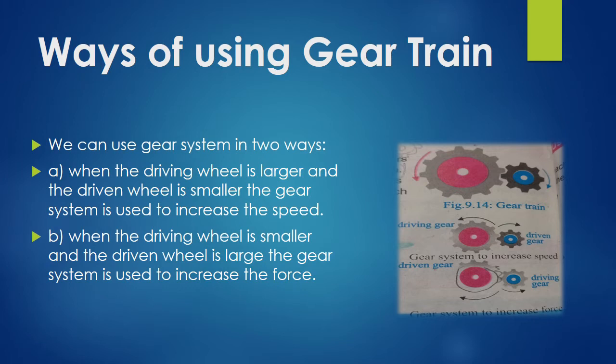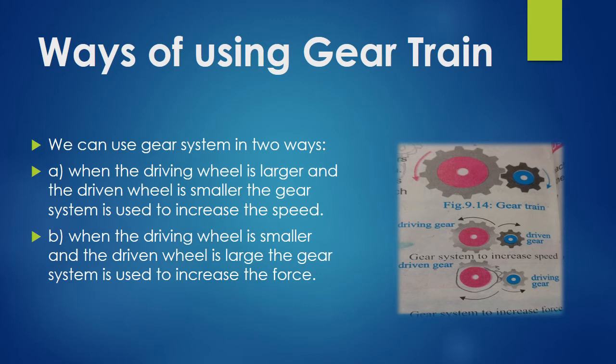Earlier I have told you that gear system is used in two ways. Either we want to transfer the force from one gear to another, or we want to increase the speed. When we want to increase the speed, then the driving gear is of large size, and the driven gear is of small size. When we apply force on the driving gear, then it moves and it helps the driven gear to move.